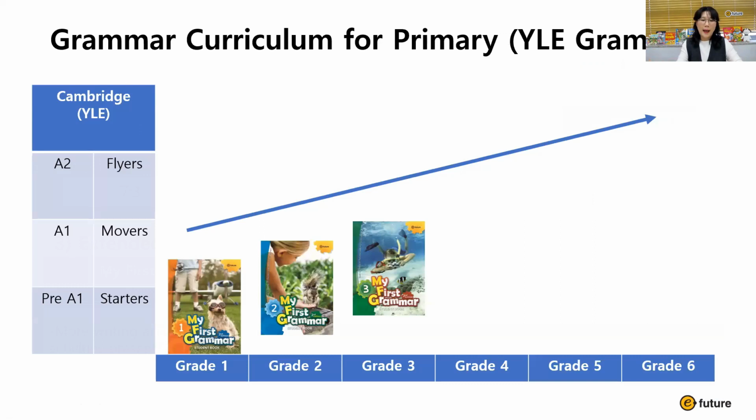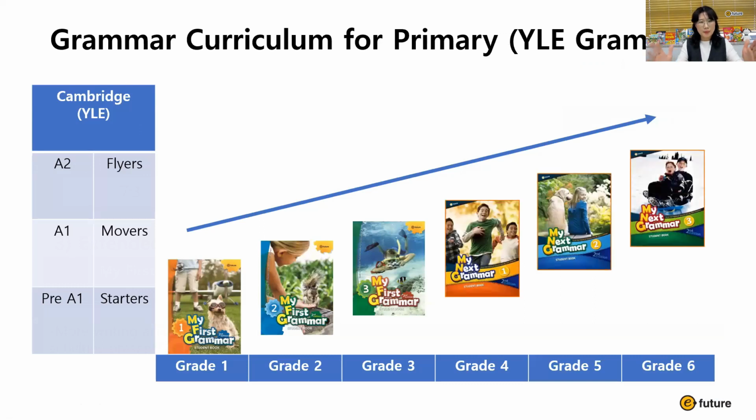And this is our grammar series. Again, this is our bestseller, My First Grammar and My Next Grammar. There are 6 books in the series, so you can use this for all grades from Grade 1 to Grade 6. Levels from Starters to Flyers.